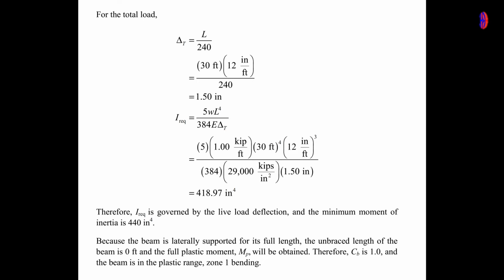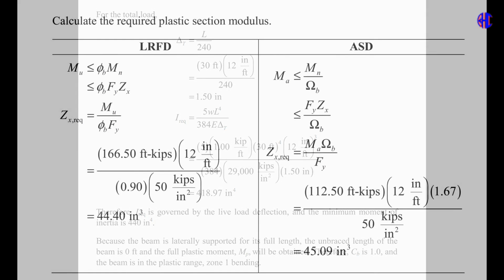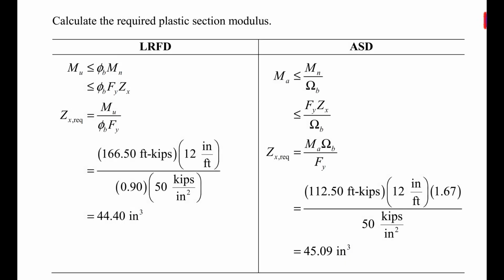Because the beam is laterally supported for its full length, the unbraced length of the beam is 0 feet and the full plastic moment, Mp, will be obtained. Therefore, Cb is 1.0, and the beam is in the plastic range, zone 1 bending. Next, we need to calculate the required plastic section modulus.